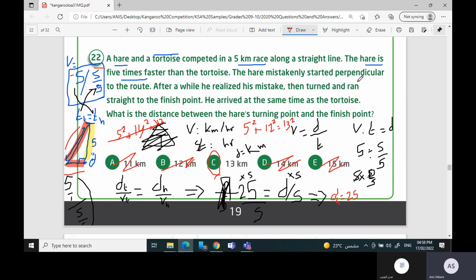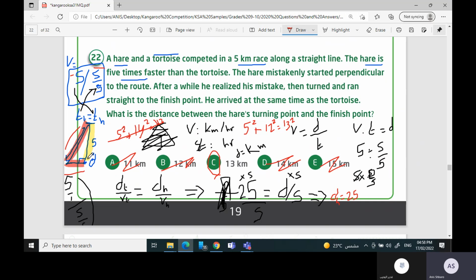The hare mistakenly started perpendicular to the road, so he started in a perpendicular direction. After a while, he realized his mistake, then turned and ran straight to the finish point. So, when he realized, he went direct to the finish point. He arrived at the same time as the tortoise. So, of course, T is equal to T. What is the distance between the hare's turning point and the finish point? So I need to find this distance, not the distance below.